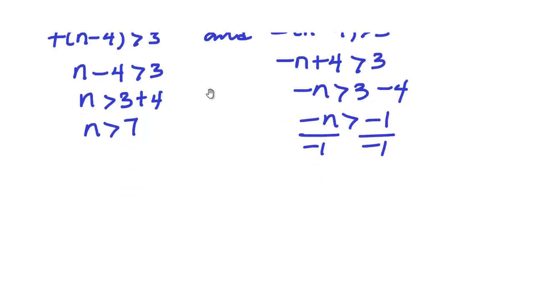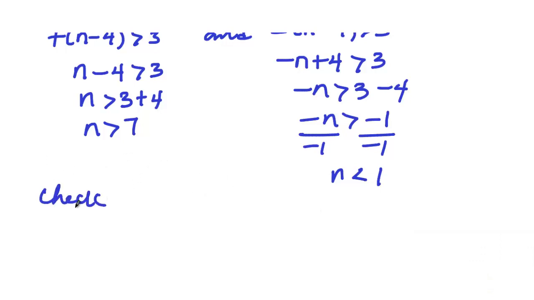So the final answer will now be what? n is greater than 7, and it will be less than minus 1 divided by minus 1, that is 1. So we have n is greater than 7, and n is less than 1. So now let's check.